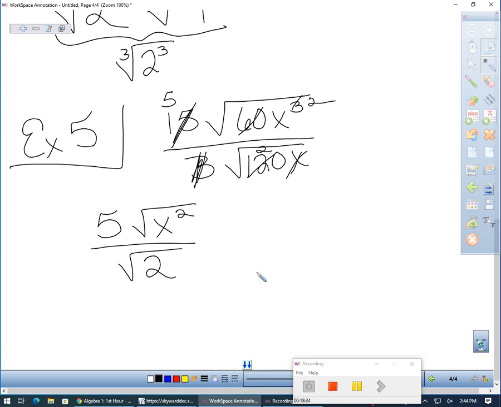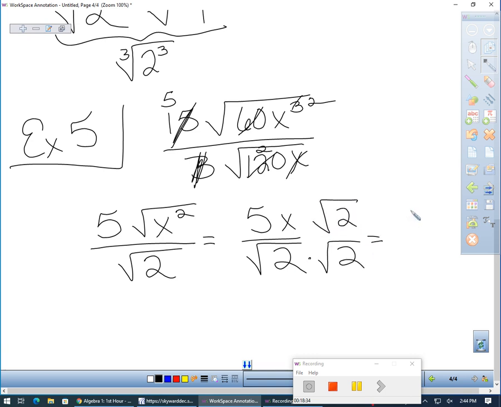So now, step 2 says to simplify if you can. Well, what can you take out of that top square root? The x, right? So my next step would be 5x over the square root of 2. Last thing, I still have a radical in the bottom, so I have to rationalize. So I times by the square root of 2. Whatever I do to the bottom, I have to do to the top. So I get 5x square root 2 all over 2.